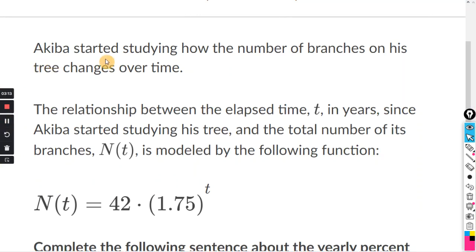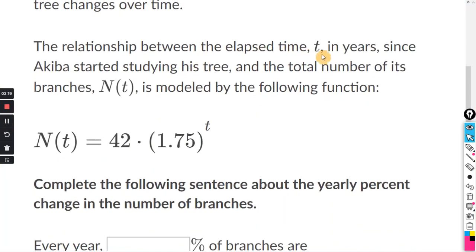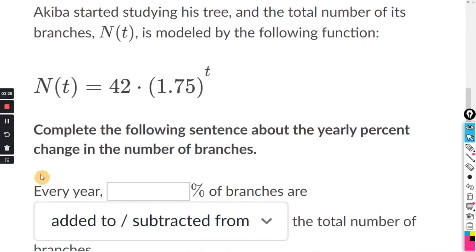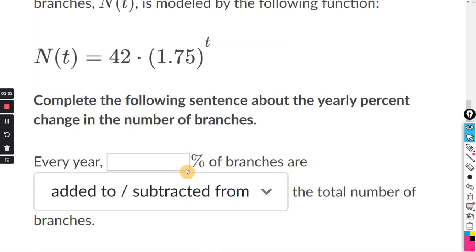Okay, it says Akiba started studying how the number of branches on his tree changes over time. The relationship between the time t in years since he started studying his tree and the total number of branches, n of t, is modeled by this function. Complete the following sentence about the yearly percent change in the number of branches.